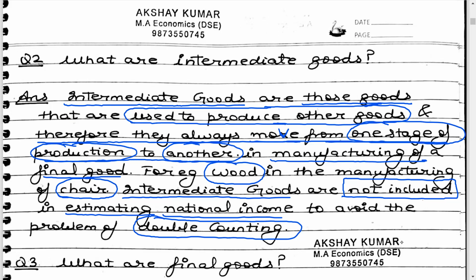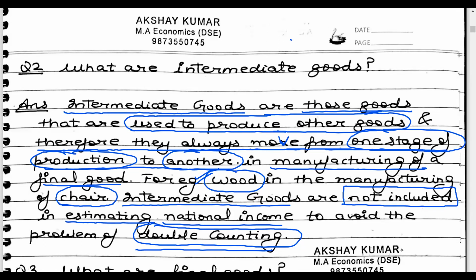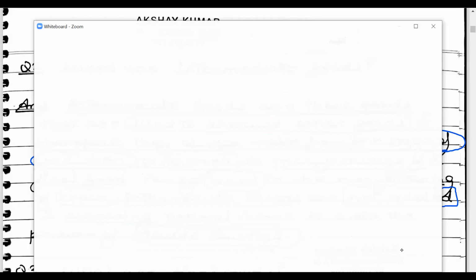So if I talk about chair, suppose a chair is produced, I will only add chair in calculating national income. Why? Because that chair automatically includes the wood. If I also add the value of wood I have used in calculating national income, that will lead to the problem of double counting.